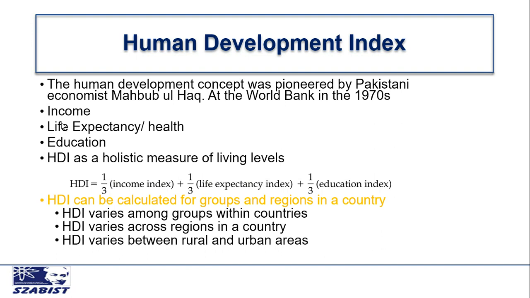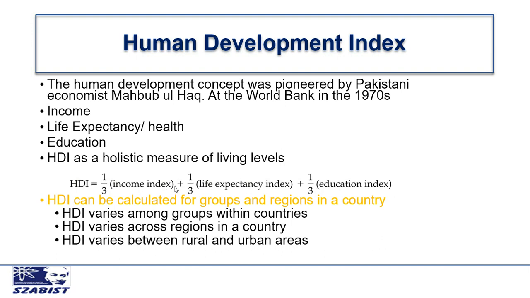HDI has three major indicators, and those are income, life expectancy and education. Basically, they have given equal weightage to all of these indicators. As we have discussed earlier, the HDI answer lies between 0 to 1. If it is close to 1, it means that particular country is highly developed, and if it is close to 0, then that particular country is less developed or underdeveloped. So today we will see how we can calculate these indexes.